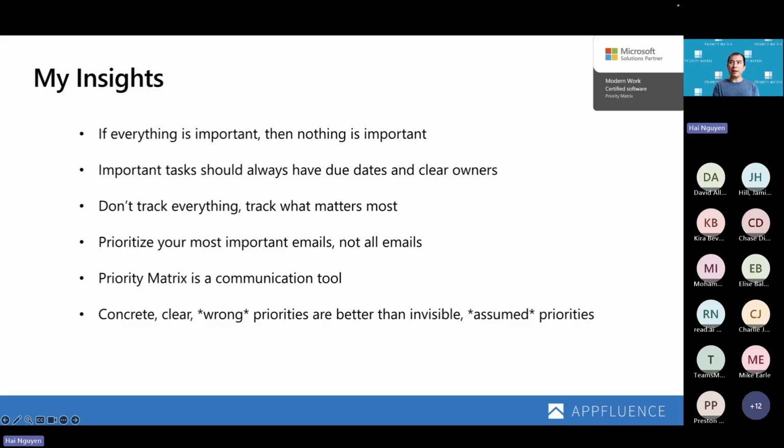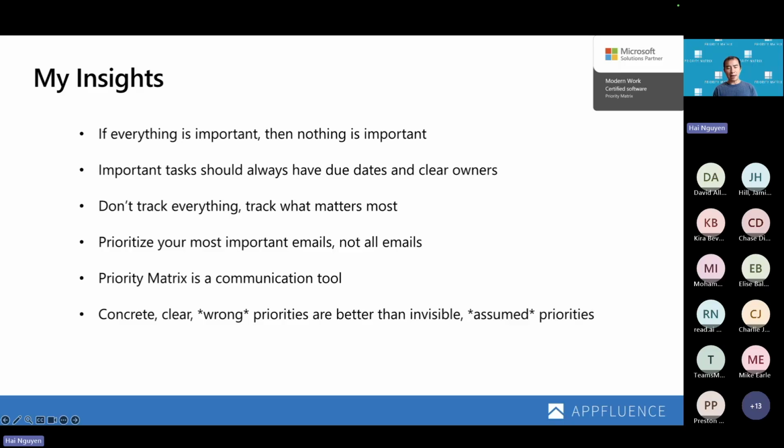But at the same time, I want to emphasize that Matrix is really a way to make priorities explicit, mostly because of our Eisenhower Matrix and our four quadrants methodology, which is making sure that your priorities are well communicated to everybody else. And again, I emphasize that over and over again because it is so important. And then lastly, this is a little bit controversial, but I think it's really interesting: concrete, clear priorities, even when they're wrong, are actually better than invisible assumed priorities.